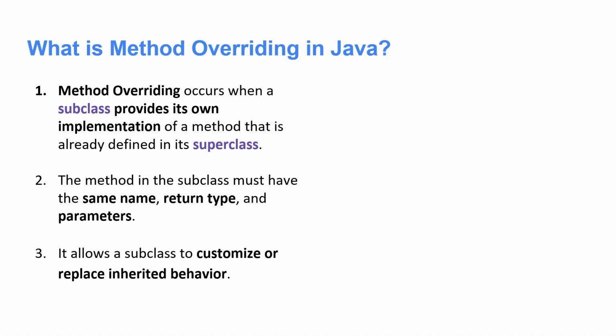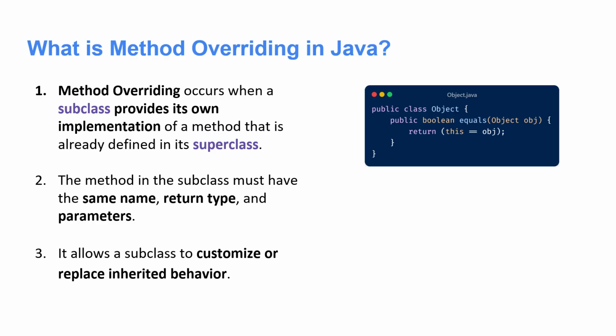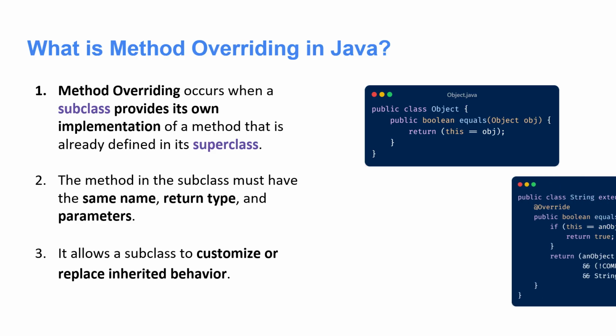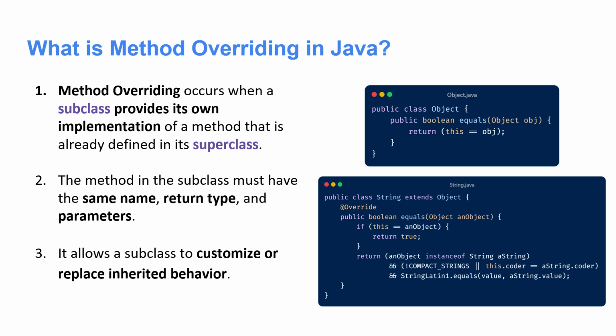Let's look at a real-world example, the equals method. In the object class, it simply checks if 2 references point to the same object in memory. But the string class overrides this method to compare the actual content of the strings instead of just their memory reference. This is what makes str1.equals(str2) work as expected when comparing 2 string values. So, method overriding gives you the flexibility to modify inherited behavior to suit your subclass's needs, one of the key principles of polymorphism.